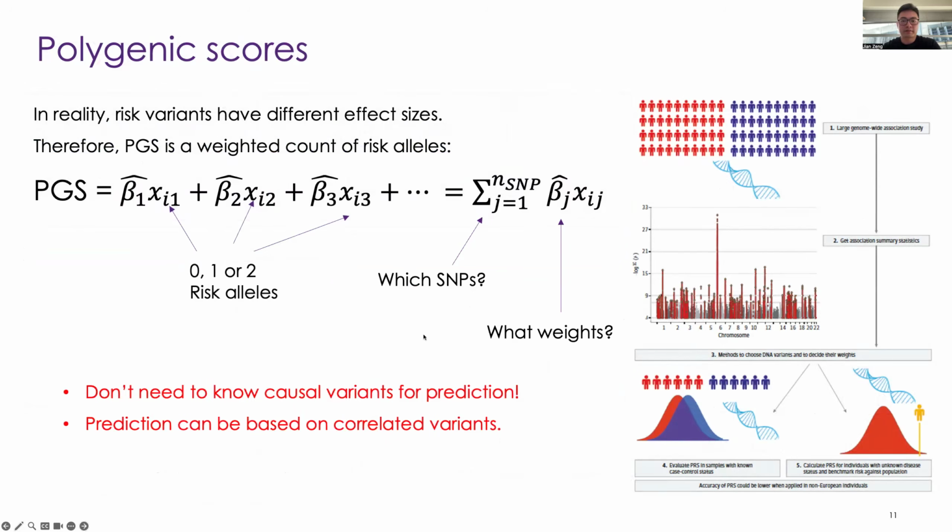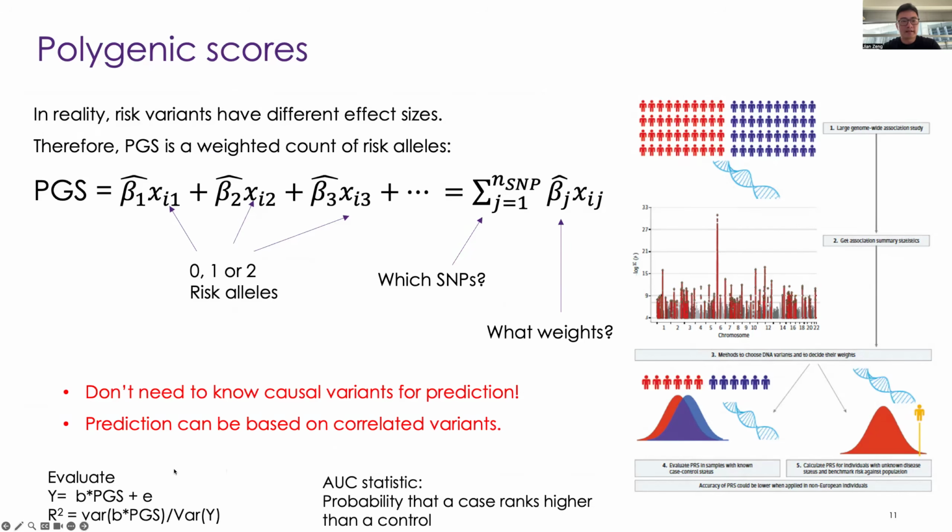For prediction, we actually don't really need to know the causal variants. The predictive power can come from correlated variants through linkage disequilibrium. And usually after the prediction, we will evaluate the prediction accuracy by calculating the variance explained by the predictor, or the AUC statistic for disease traits. This is the probability that a case ranks higher than a control based on their PGS.